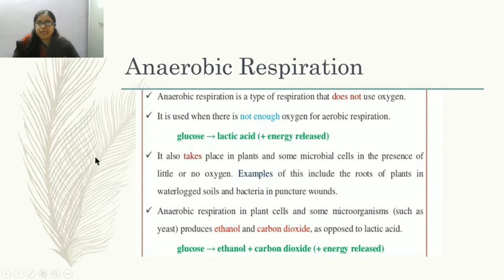Now next we will study anaerobic respiration. Anaerobic respiration is a type of respiration that does not use oxygen, as I said earlier also. So no oxygen is used in this respiration. It is used when there is not enough oxygen for aerobic respiration.